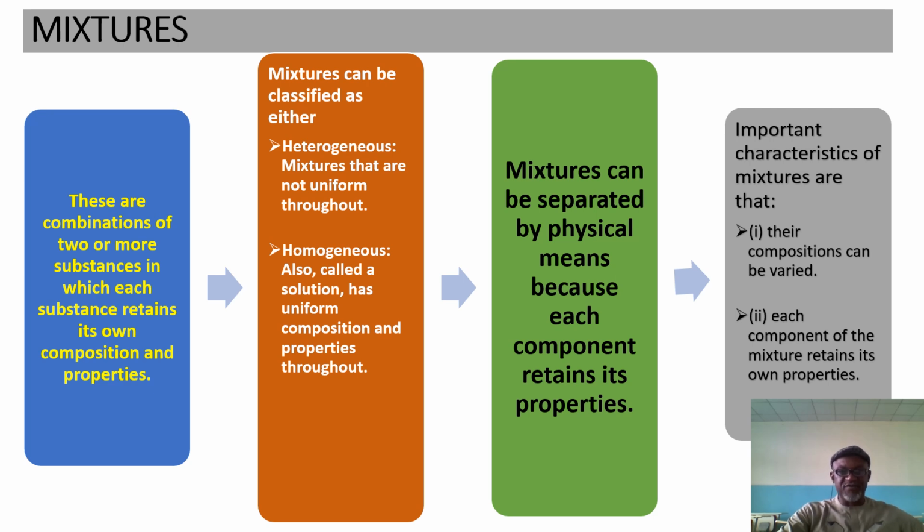So you can easily filter off or decant and get more of the gari with the water into another bowl. By so doing, you have separated your sand and gari. So what we're trying to say is that a heterogeneous mixture does not have uniform composition, while a homogeneous mixture has uniform composition. Of course, I've said this, mixtures can be separated by physical means because each component retains its properties. Now, important characteristics of mixtures are that their compositions can be varied, and also each component of the mixture retains its own properties.